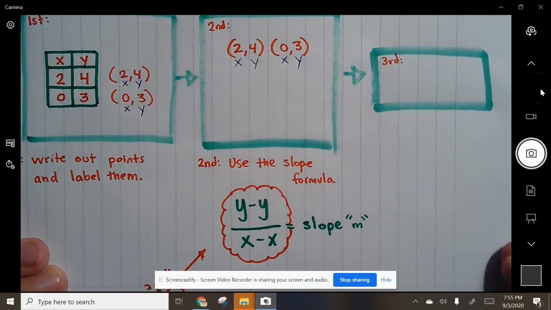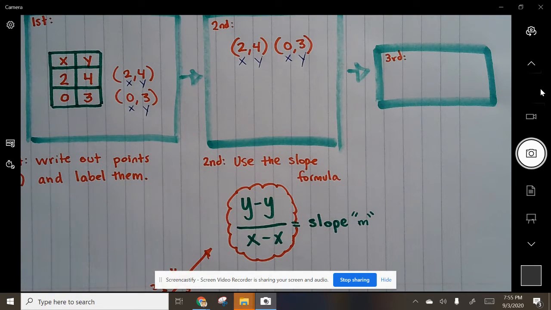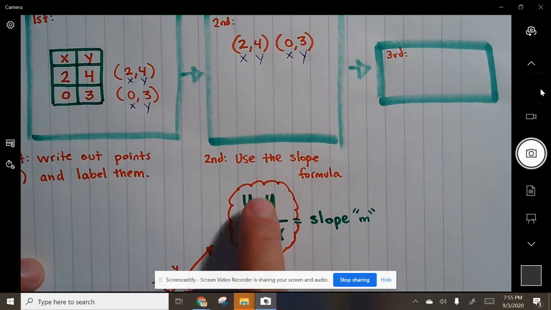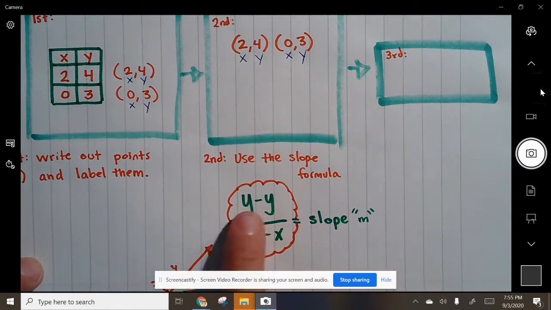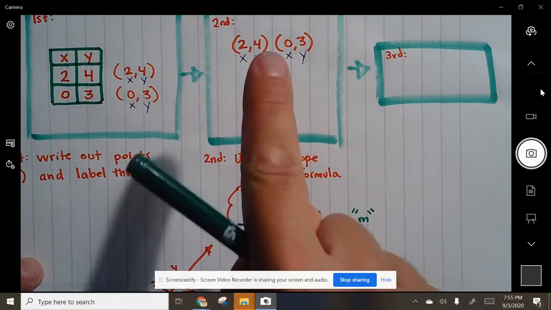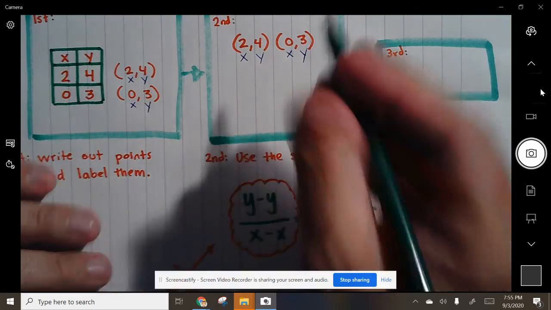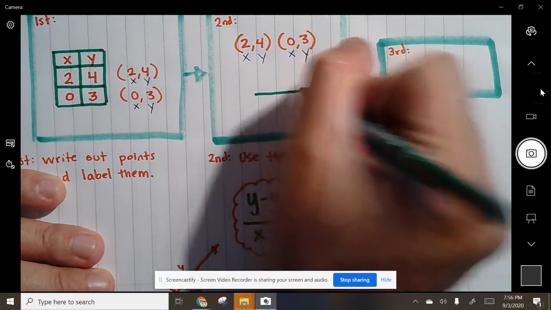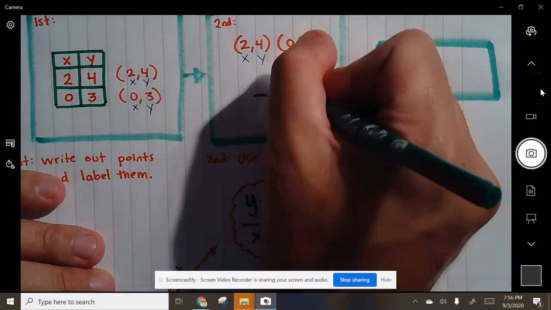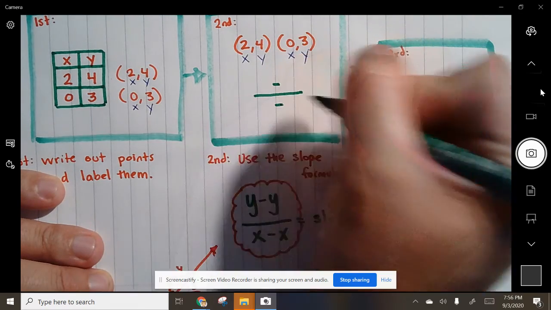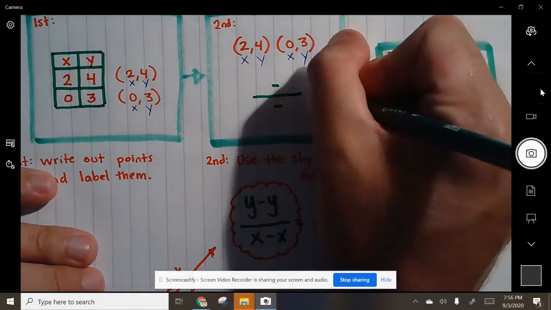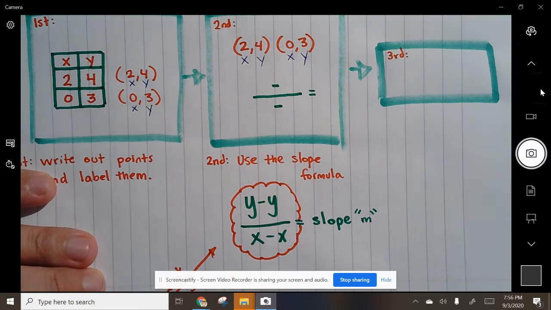Now, let's plug in the values of these into the formula here. Let's put this formula here and plug it in. First of all, I'm going to go ahead and put that there. And you know what else I'm going to put? 2 negatives, and this is going to be my equal sign. All right? Why did I do that? Because it's y minus y, x minus x.